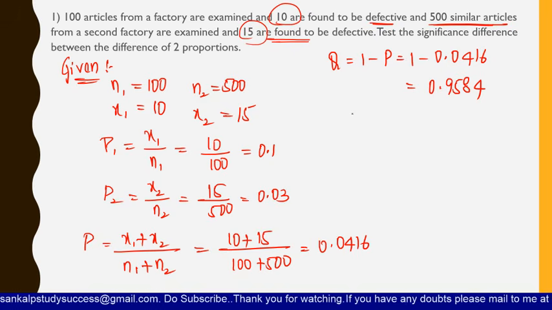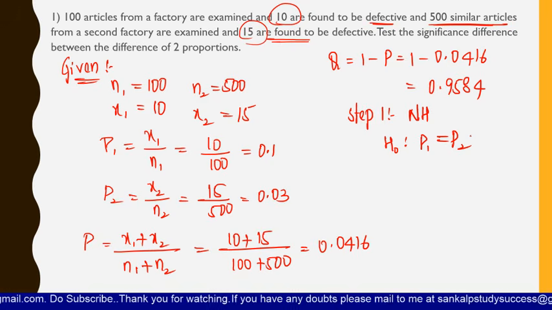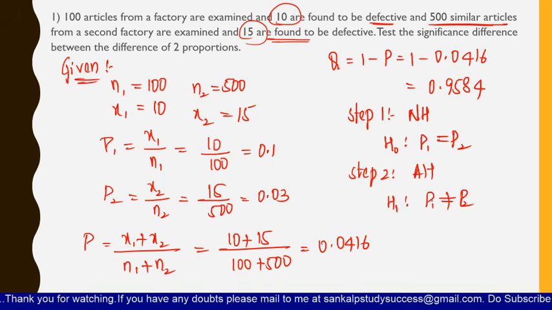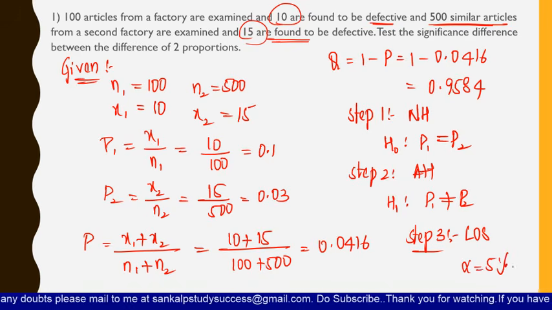Now let us solve it step by step. Step 1 is the null hypothesis H0. We will assume that P1 is equal to P2. Coming to step 2, which is the alternate hypothesis H1, here P1 is not equal to P2, because the alternate hypothesis is exactly opposite to the null hypothesis. Now step 3 is the level of significance. Here if you observe, there is no level of significance given in the question. So let us take alpha equal to 5%.